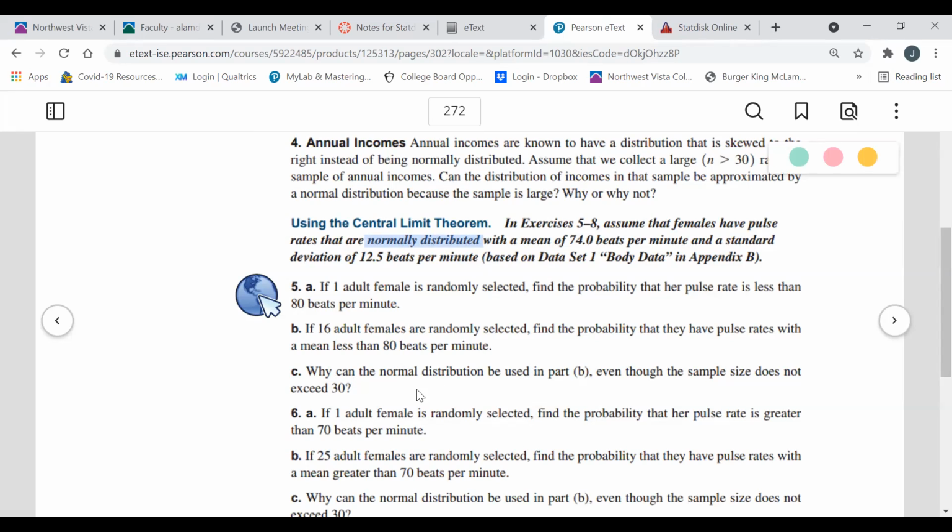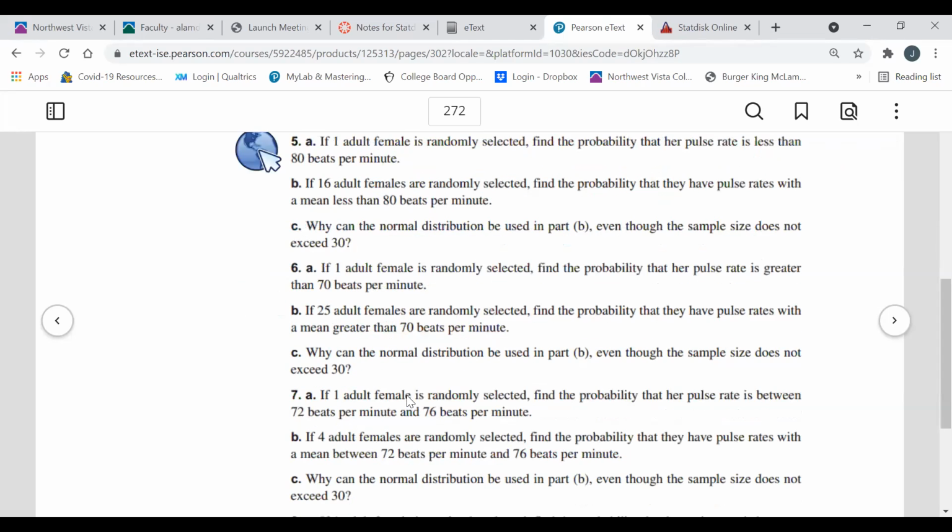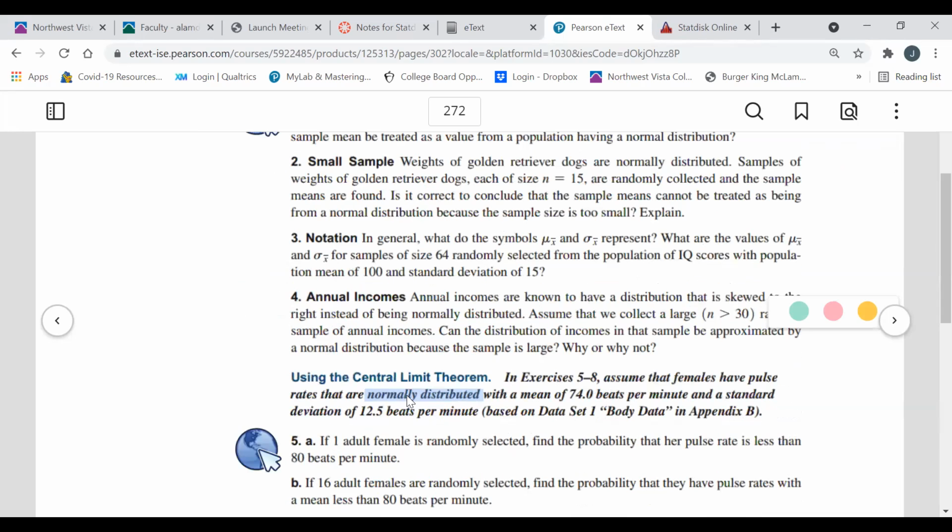So we can apply the central limit theorem because it says normally distributed. That's fine. So that's what you would put for part C, because it states it's normally distributed. There's your part C. All of them are going to be like that, people. You just state that there.